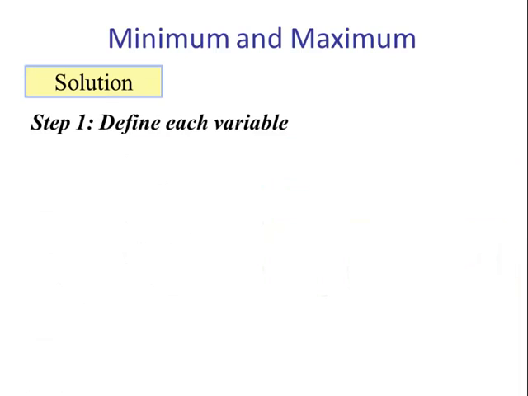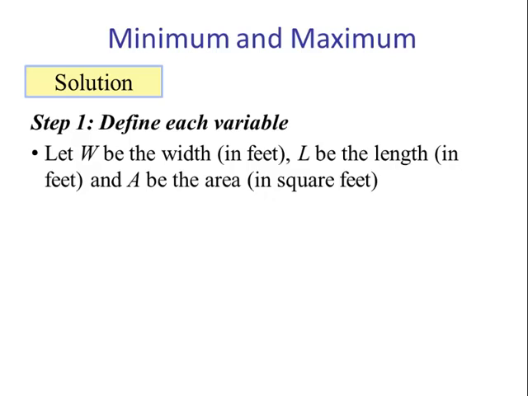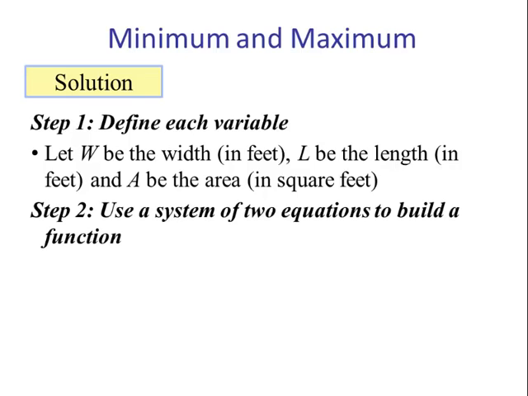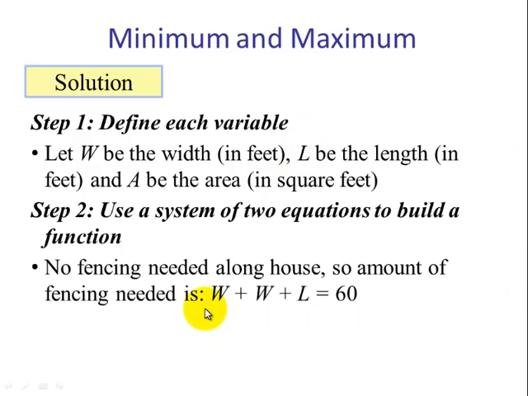Solution: number 1, we define each variable. Let W be the width in feet, and L be the length, and A be the area in square feet. Number 2, we will use a system of 2 equations to build a function. We need 2 equations because we have 2 variables, W and L. So the first equation is W plus W plus L equals 60. That is the fencing using the 3 sides. So next, W plus W, these are like terms, we can combine them, and we get 2W plus L equals 60. That's our first equation.